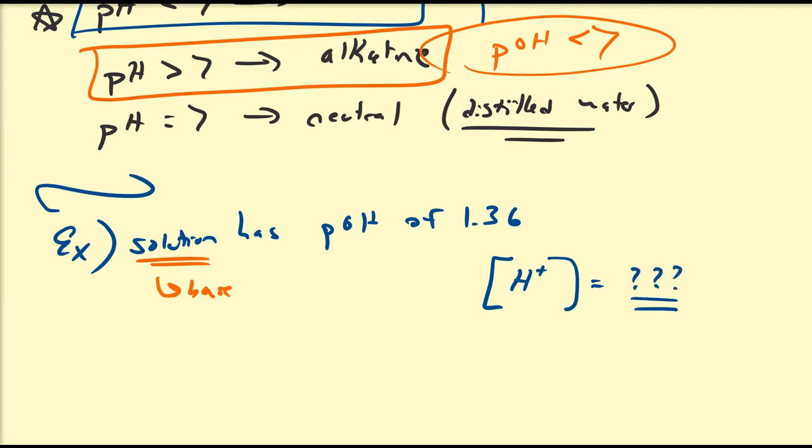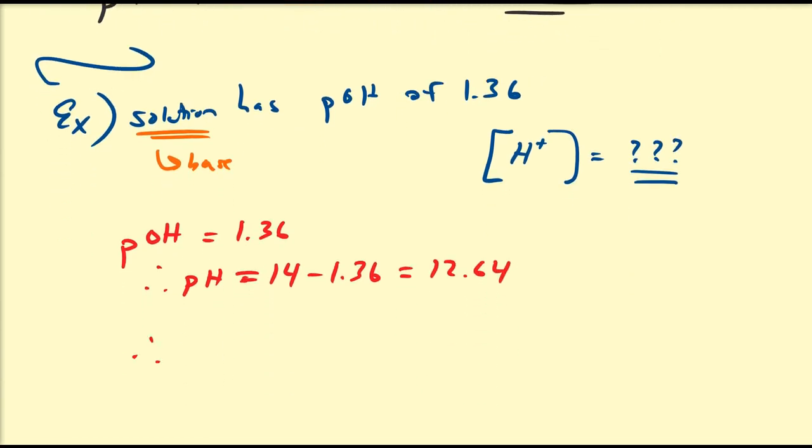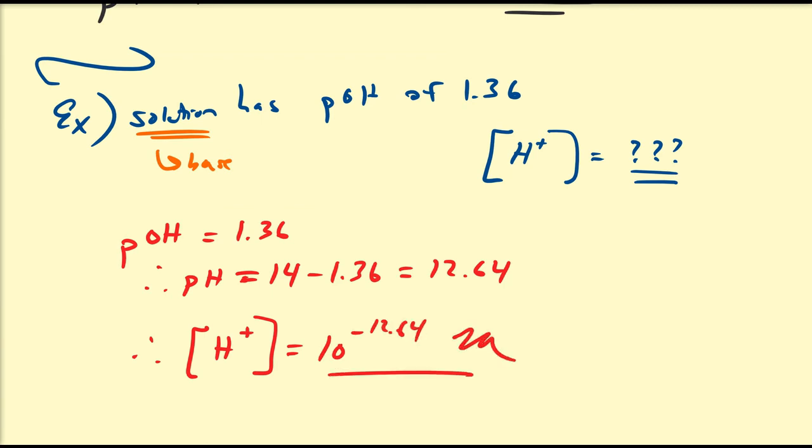So our question, let's assume we want to know the concentration of hydronium. All right, so let's go through this process. You may want to pause the video to see if you want to try this on your own. So we know that the pOH is going to be equal to 1.36. So that means the pH is going to be equal to 14 minus the pOH, so that's going to be 14 minus 1.36. So that's going to be equal to 12.64. So if that is the case, one can find that the concentration of hydronium is going to be equal to 10 to the minus 12.64, which is really small, molar.